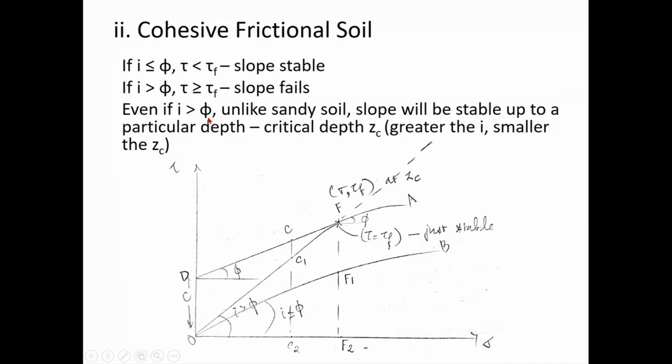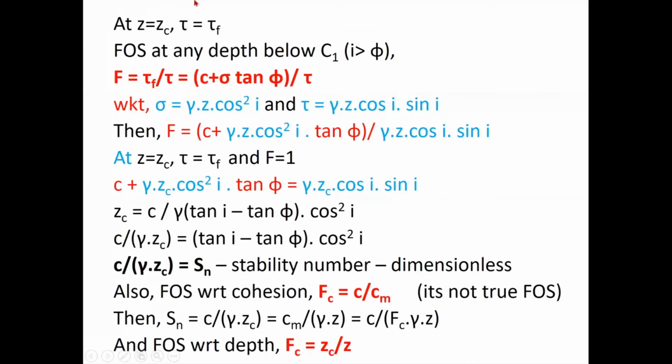So even if i is greater than phi, unlike sandy soil, the slope will be stable up to a particular depth. That depth I call Zc, at which your sigma and tau will be equal to sigma f and tau f, where it will be just stable, right? If you increase the depth of the slope a little bit more, then your slope is going to fail, because the system of stresses is going to be higher than the stresses on the Mohr-Coulomb failure envelope, isn't it? Right? Let's derive that. At depth z equal to Zc, I told you, when the depth of the slope reaches the critical depth, at that point the shear stresses induced in that soil will be equal to the shear strength of the soil, right?